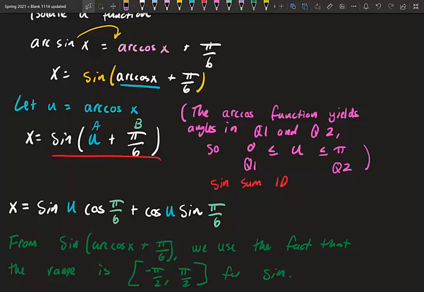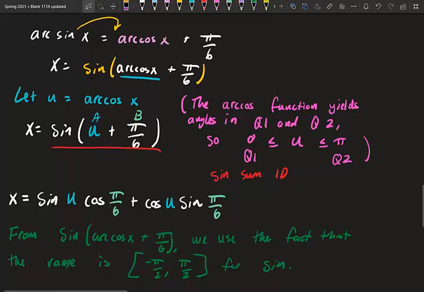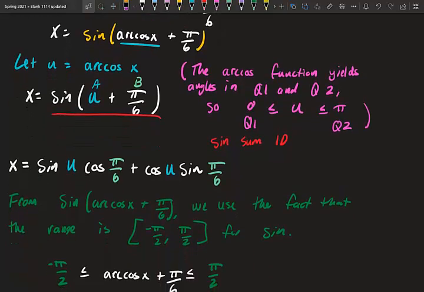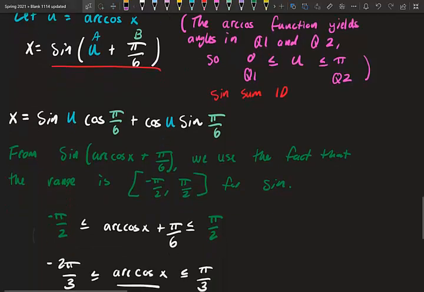Now remember, the arc cosine function yields angles in quadrant 1 and quadrant 2. So we know somewhere in here our final answer is going to be in Q1 or Q2. So we replace the u back, and we see that we have u plus pi over 6. That's a plus b, so we have the sine sum identity. We replace it with our sine sum identity, so x equals sine u cosine pi over 6 plus cosine u sine pi over 6.